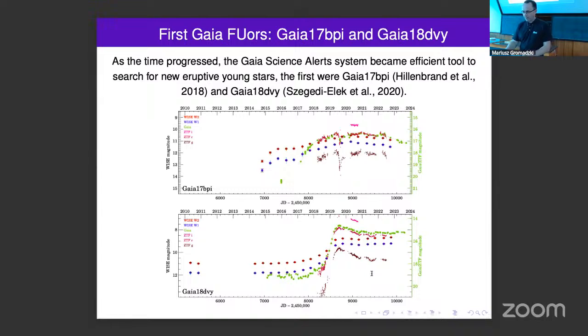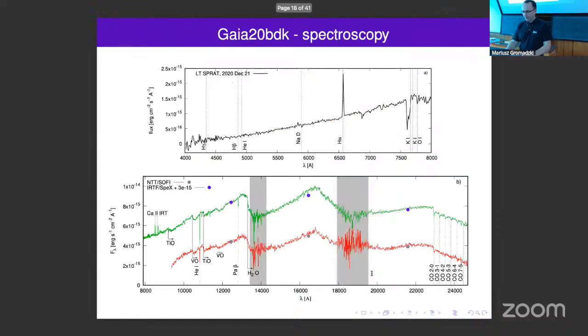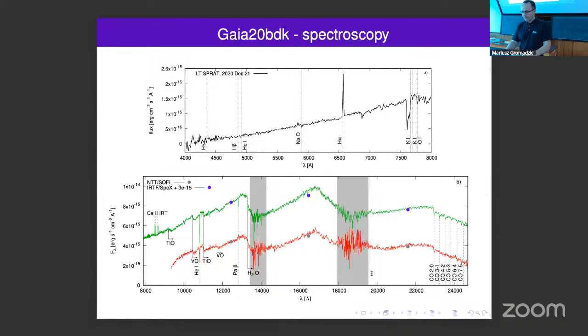Here I'm showing examples of Gaia 17bpi and 18dvy, discovered and published in the previous decade. And I was analyzing, and recently I published results for Gaia 20eae. Here I'm showing some light curves and the times when the spectroscopic observations were obtained. Some spectra, like a low resolution spectrum obtained on the Liverpool telescope, the SPRAT spectrum, and high and low resolution spectra obtained in infrared using NTT and IRTF on Mauna Kea.